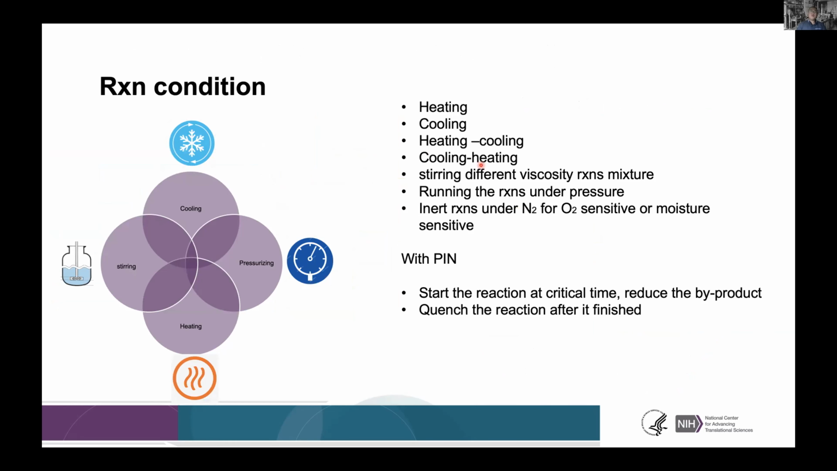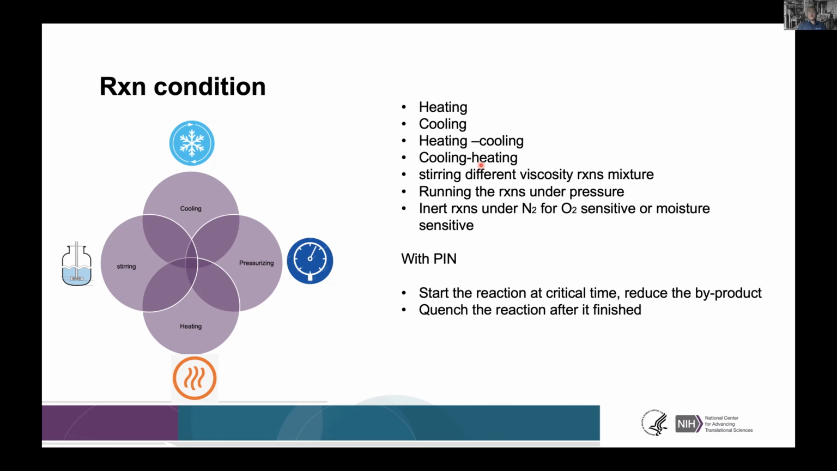For some reactions, we can simply heat the reaction or cool the reaction. For other reactions, we can heat the reaction first and cool it later. And for some others, the reverse: cooling first and heating later. We can also change the stirring speed to accommodate reaction mixtures of different viscosities. Some of them dissolve very well, so we can use a lower stirring speed. Others are like gels, where the reaction mixture needs a higher RPM.